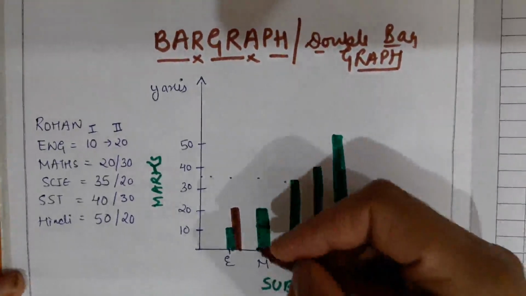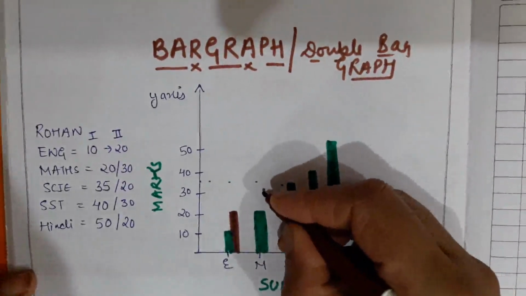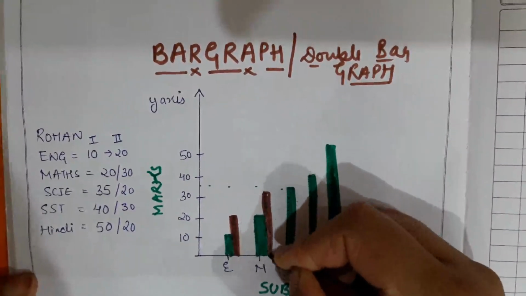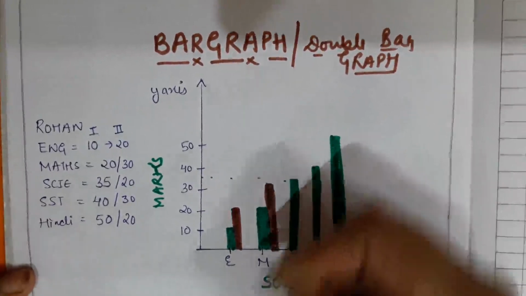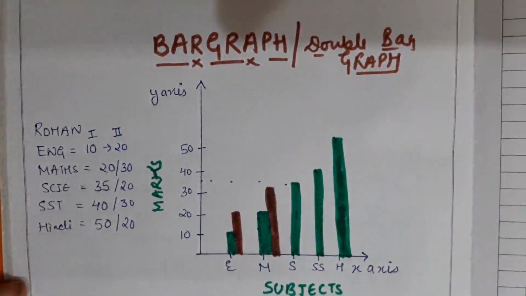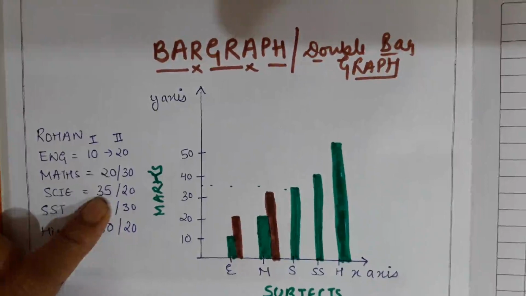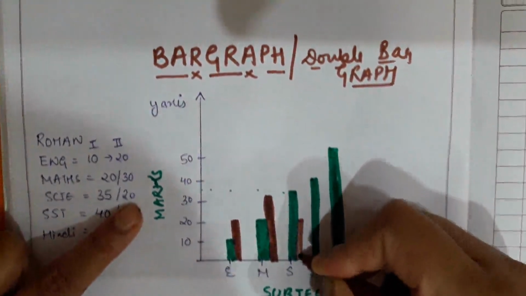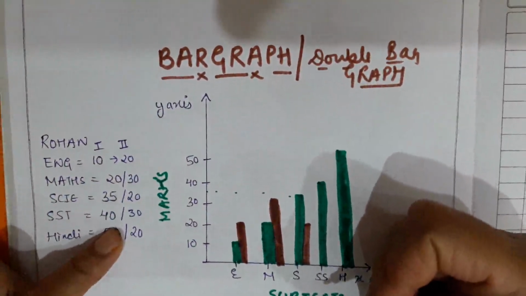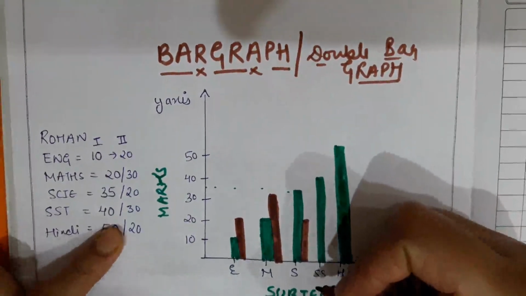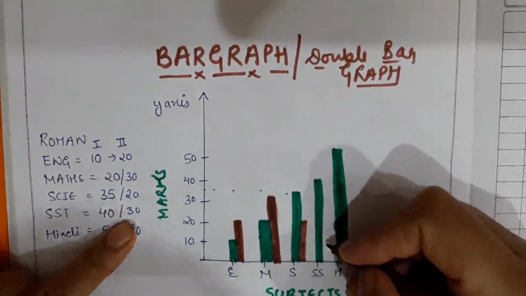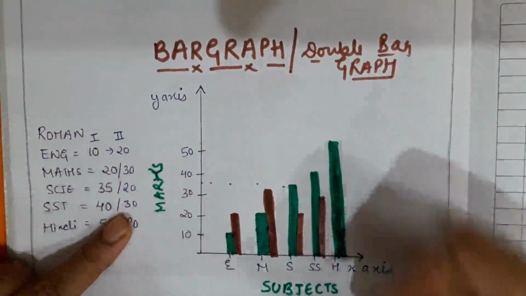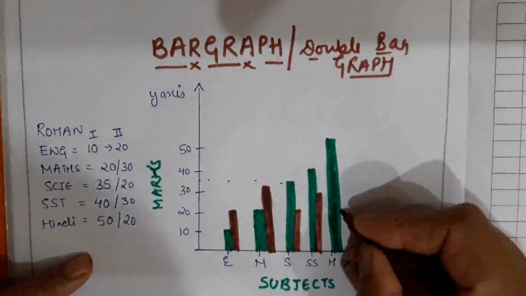Okay, in maths 20 is there previously, now he is scoring 30 marks. Okay, so again comparison you can easily see. Okay, now in science he is having 35 previously, now he is scoring 20. Okay, now in social science he is scoring 30 marks in semester 2 and previously he is scoring 40 marks, so 30 is here somewhere, so this is 30. In Hindi now he is scoring 20 marks.